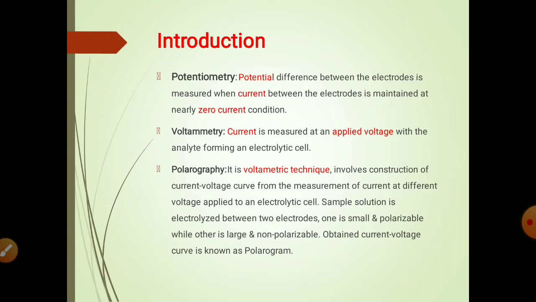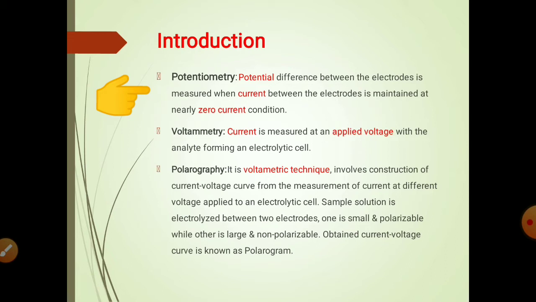First of all, let's see potentiometry. In potentiometry, the potential difference between the two electrodes is measured when the current between the electrodes is maintained at a nearly zero current condition. Generally, the potential of the indicator electrode varies, or you can say changes, with the concentration of analyte or the sample, while the potential of the reference electrode is nearly constant. So this is all about potentiometry.